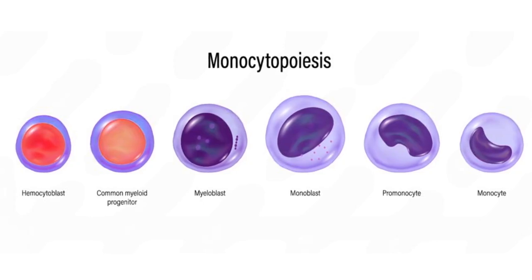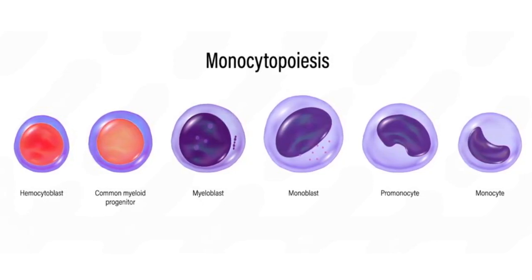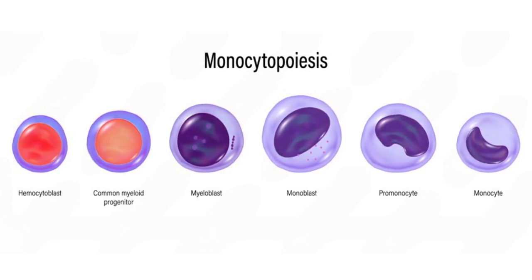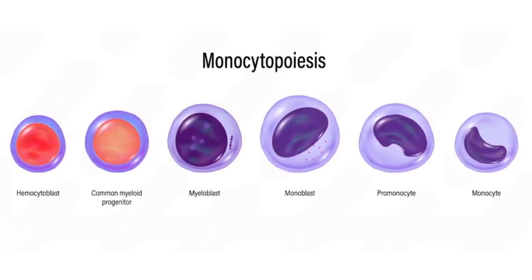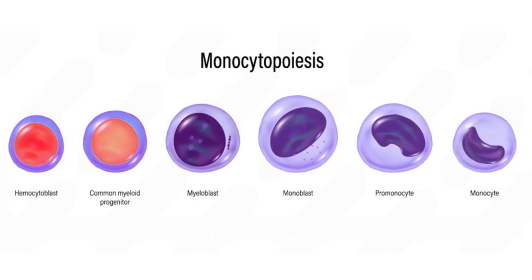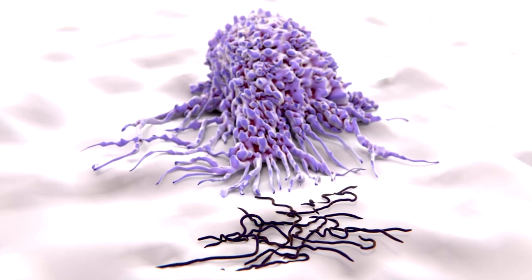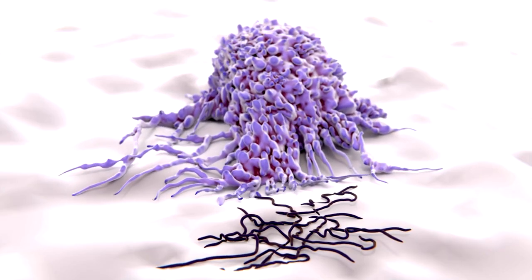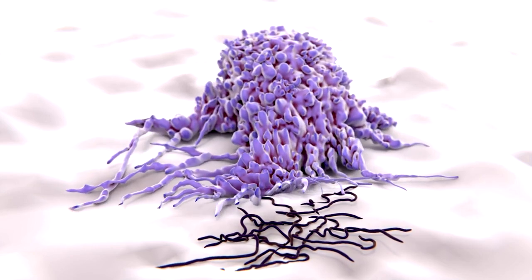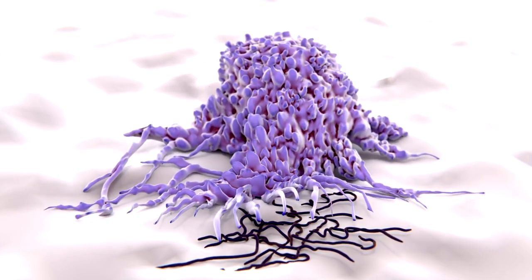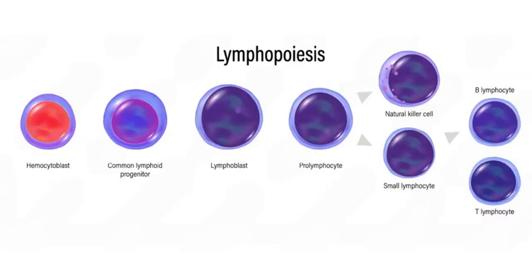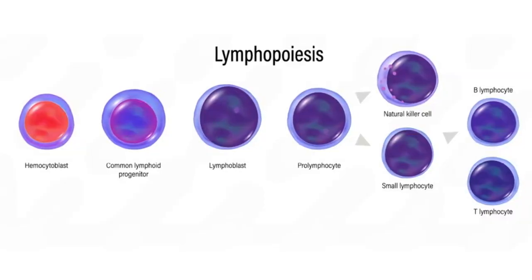Number 2. How monocytes are formed? Hematopoietic stem cells of bone marrow differentiate into common myeloid progenitors, which give rise to monocyte progenitors. These mature into monoblasts, then promonocytes, and finally monocytes. Monocytes enter the bloodstream and migrate to tissues, where they differentiate into macrophages or dendritic cells, playing a key role in immunity. Number 3. How lymphocytes are formed?